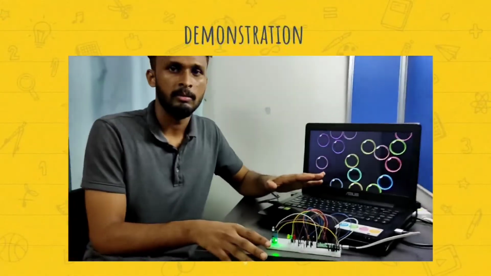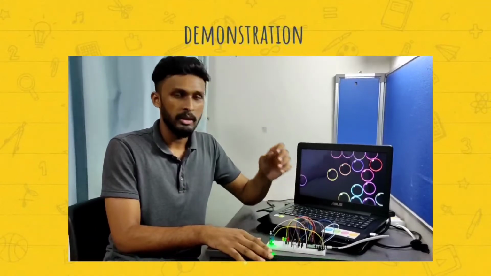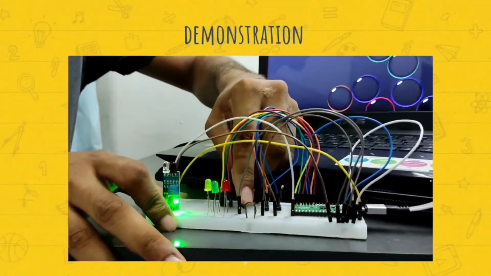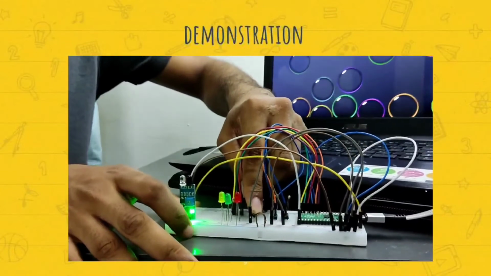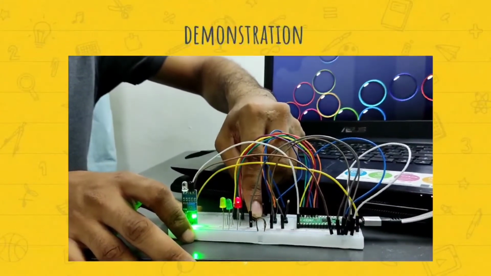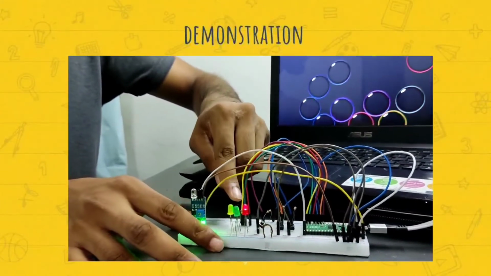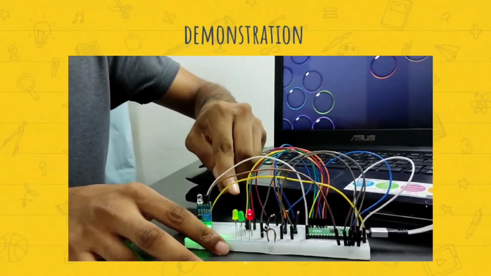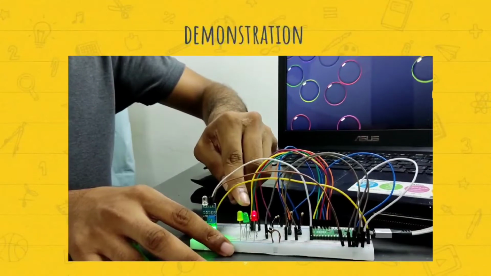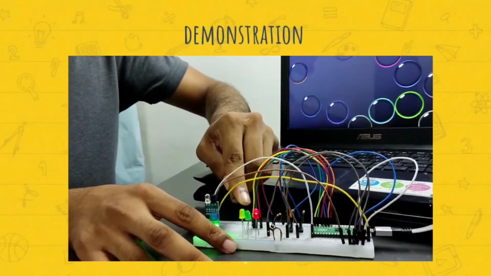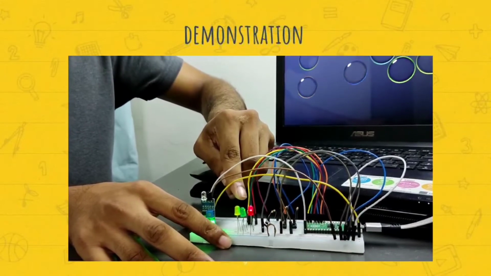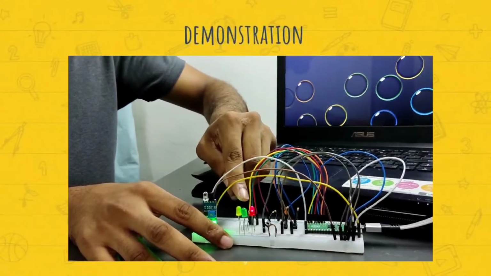Okay, now if I press the first switch button or push button, the red LED will start to blink. And like I said just now, the function of the red LED is to detect whether the gate is closing or not. So while it's blinking, it means the gate is closing.